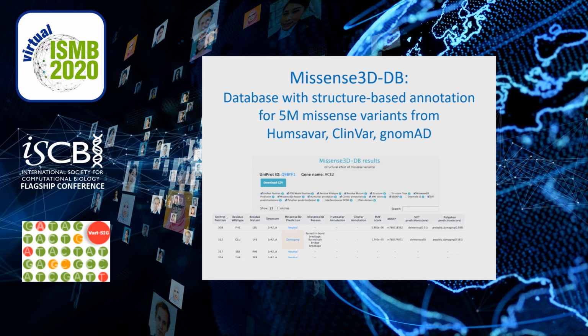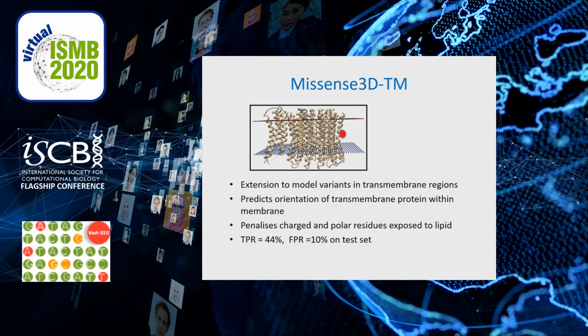Work in progress is our development of Missense3D-DB, which will be a database of structure-based annotations for 5 million missense variants from Humsavar, ClinVar and gnomAD mapped onto PDB and Phyre predicted structures. A further development is to extend Missense3D to consider variants within the transmembrane region of proteins. The location of the transmembrane protein within the lipid is modelled. The algorithm, for example, penalises charged and polar residues exposed to lipid. On a test set, the TPR was 44% and the FPR 10%.